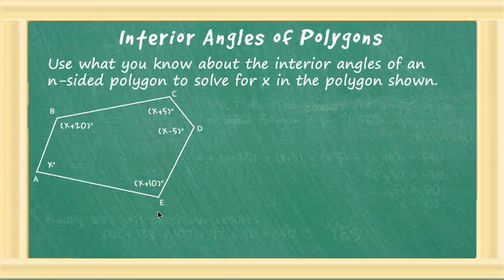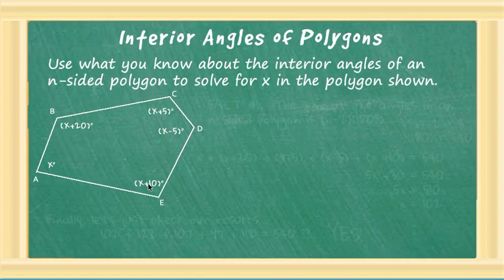All right, we are in 6.2, and the first thing I want to cover here is the sum of the angles inside of polygons. There's a way to determine what the angles have to add up to in a particular size polygon. And here's what we're going to do. We're going to use what we know about interior angles of an n-sided polygon to solve for these x values here.